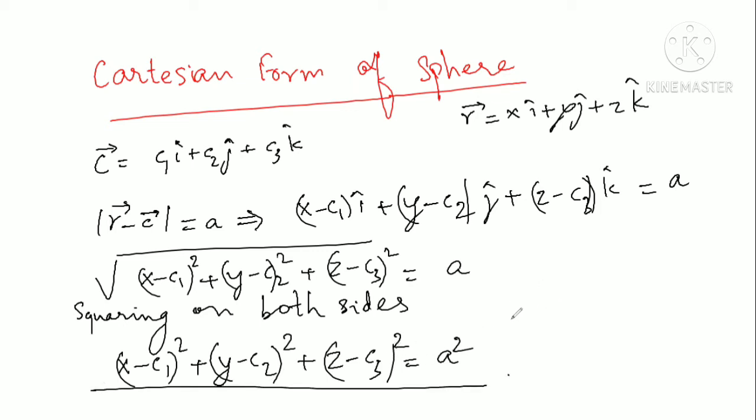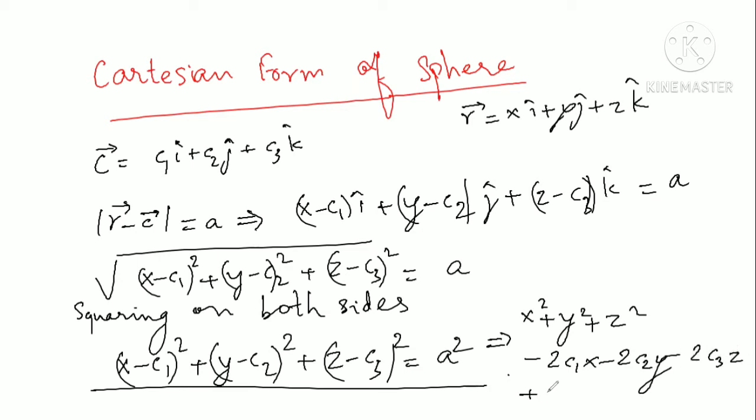Now if we expand all the terms, we get x square plus y square plus z square minus 2c1x minus 2c2y minus 2c3z, and then plus c1 square plus c2 square plus c3 square minus a square is equal to 0. On expanding all the terms of the equation: x square plus y square plus z square minus 2c1x minus 2c2y minus 2c3z plus c1 square plus c2 square plus c3 square minus a square equal to 0.